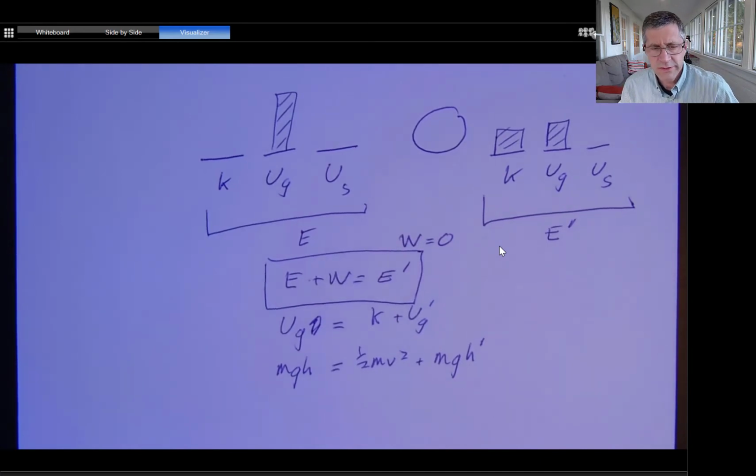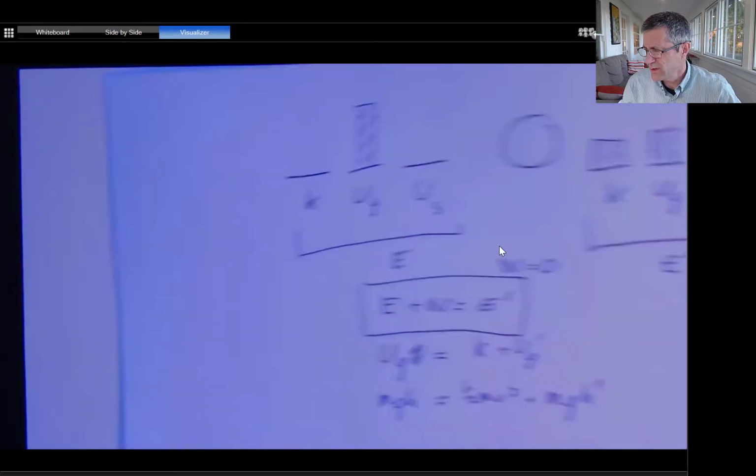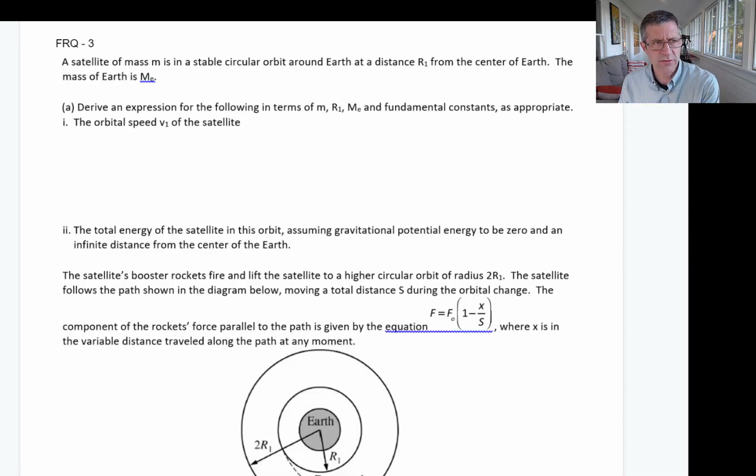Okay, welcome. This is the FRQ. It has to do with the satellite being moved to a higher orbit and the process of how to go about that. So here's the question that we're looking at. It says a satellite of mass m is in a stable circular orbit around Earth at a distance r1 from the center of the Earth. The mass of Earth is M_E. Derive an expression in terms of these things.